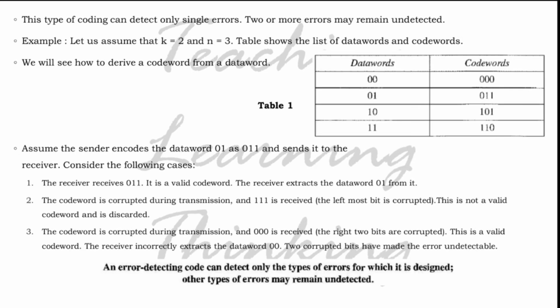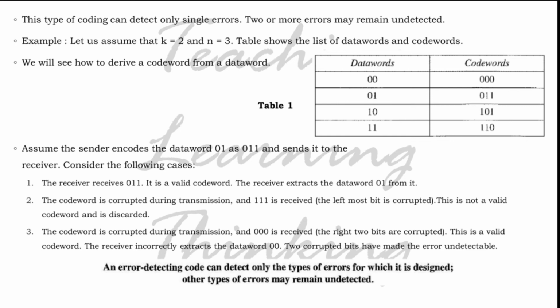And this type of coding can detect only a single error. Two or more errors may remain undetected. For example, let us assume that k equal to 2 and n equal to 3. The table shows a list of data words and code words. We will see how to derive the code word from the data word. So each data word has a code word. Assume the sender encodes the data word 01 as 011 and sends it to the receiver.